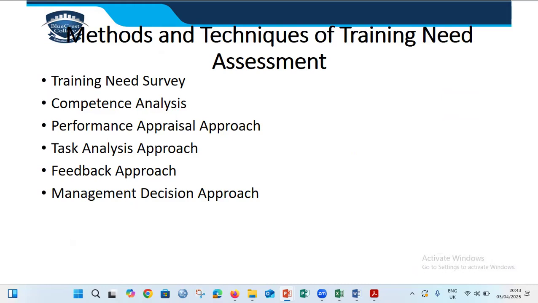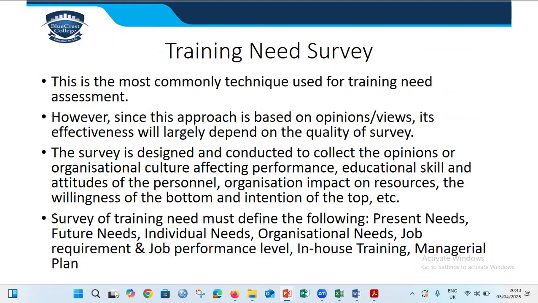So there are several methods and techniques of training needs assessment. You have the training needs survey, you can also have competence analysis, a performance appraisal approach, the task analysis approach, the feedback approach, and then the management decision approach. So we'll take them one by one and discuss.